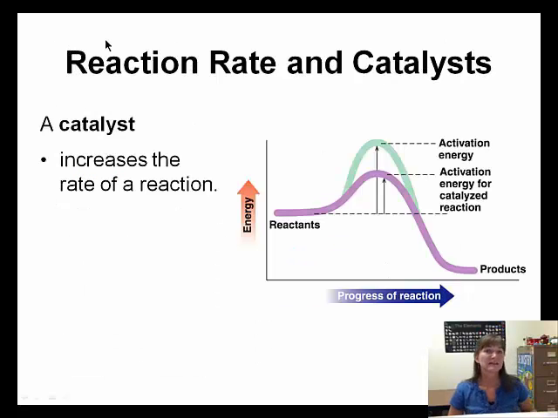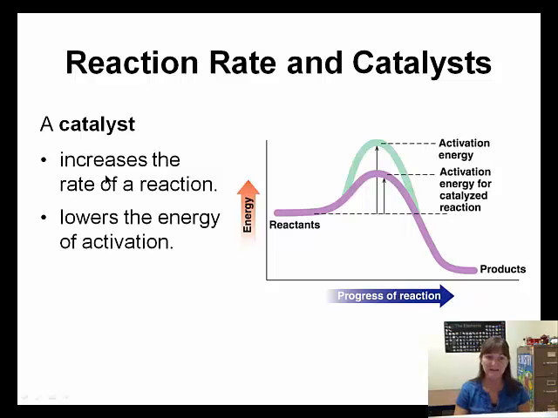Okay, so that was talking about concentration and temperature. I want to move on to catalysts real quick. So a catalyst is going to increase the rate of a reaction. So if you add a catalyst, it's going to go faster. What a catalyst does is it lowers the activation energy. So if we look at this diagram, the green was the activation energy of the original reaction. So it used to take that much energy before you put the catalyst in.